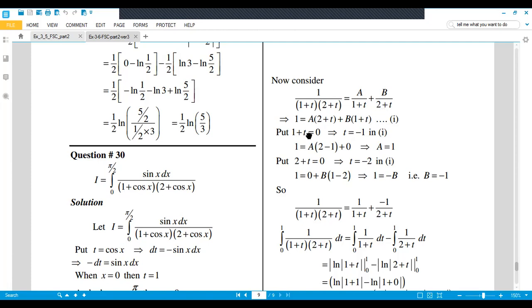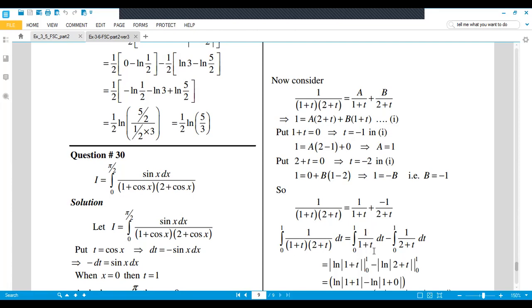Now you put 1 plus t equal to 0, so t equal to minus 1 in this equation 1. So this complete part converts to 0, and we get A equal to 1. Now you put t plus 2 equal to 0, so t equal to minus 2 in equation 1. So this complete part converts to 0, and 1 plus t is 1 minus 2, which is minus 1, so B equal to minus 1. Now you put the values of A and B in this: 1 over (1 plus t) minus 1 over (2 plus t), and we take the integral on both sides.